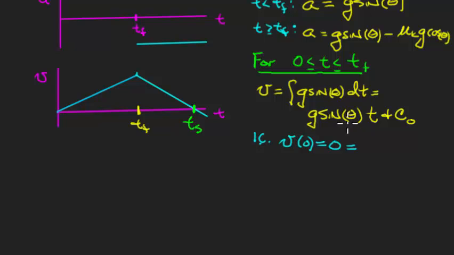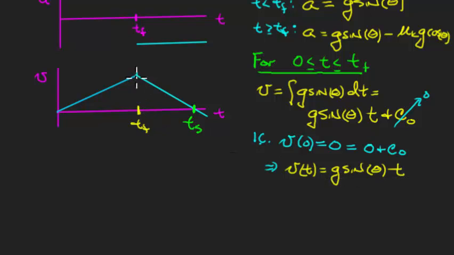Well, if I stick t equals 0 into this expression, I get 0 plus C0, right? Since t equals 0, I'm multiplying this whole thing by 0. It gets rid of that completely and I'm left with just the C0. So C0 has to be 0. So C0 is gone. And therefore v is just g sine theta times t. Just like so. Now, where am I going to go with this further?